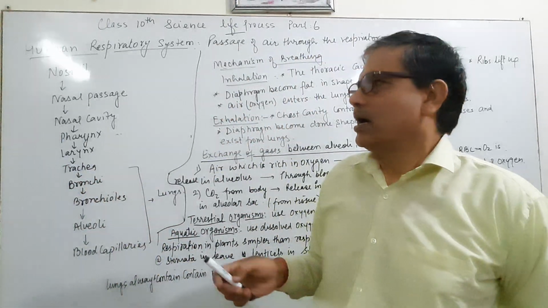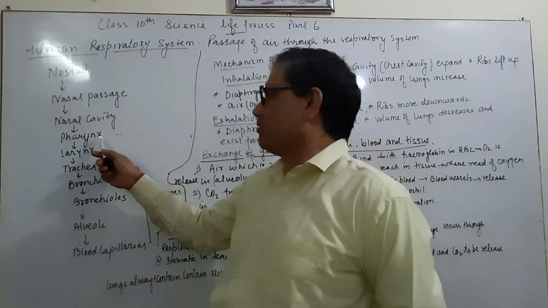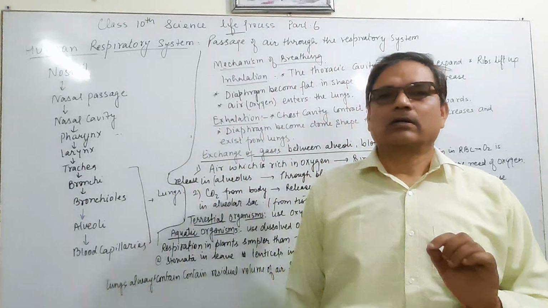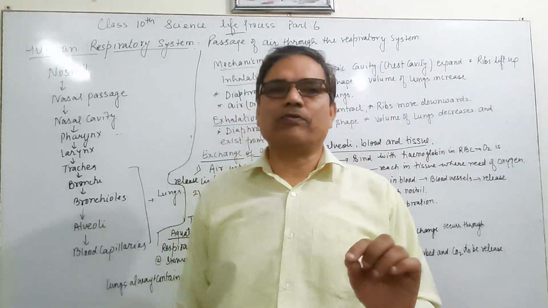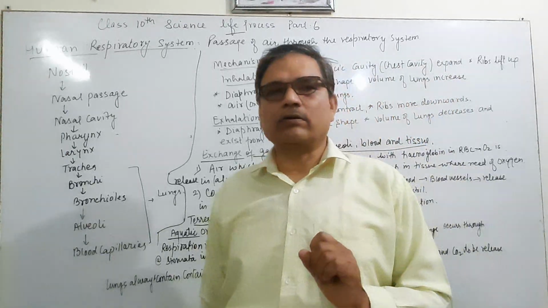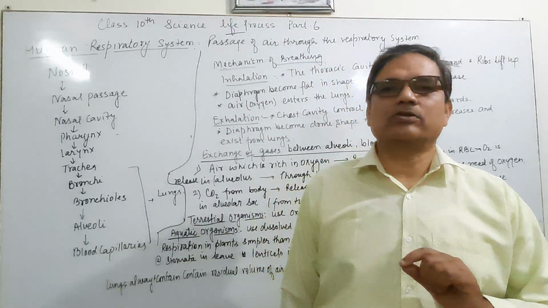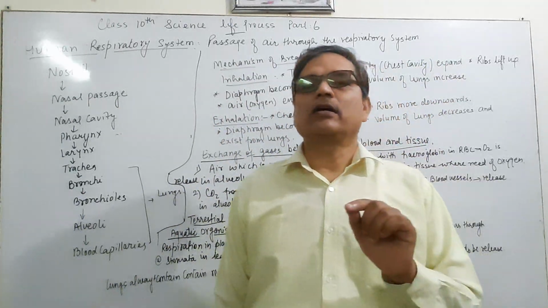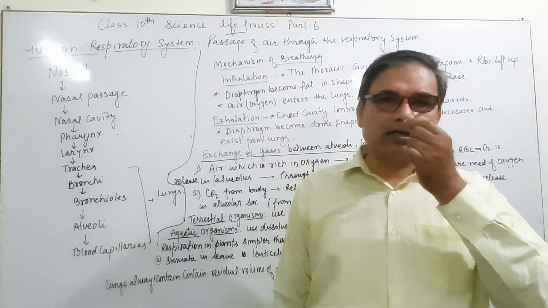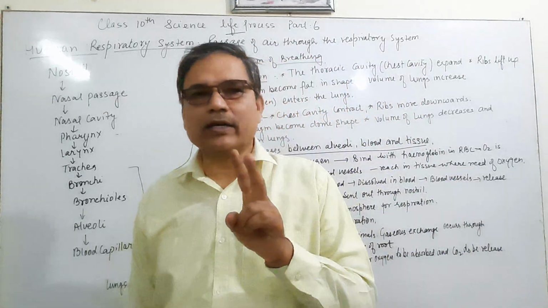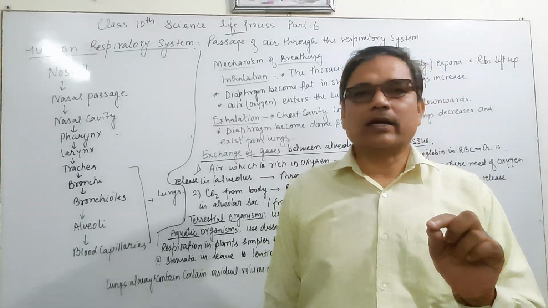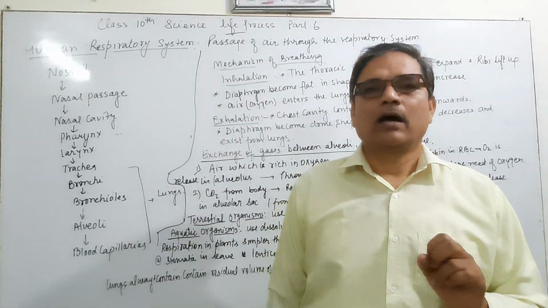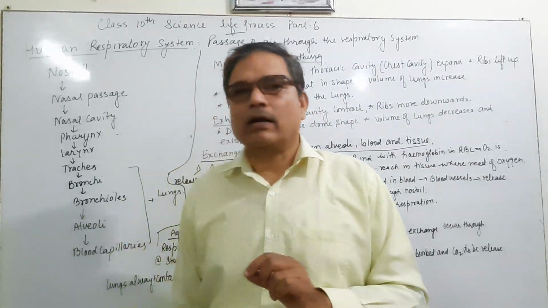The air then passes from the nasal cavity to the pharynx, the part which carries both air and food. It means it is part of the air passage and also part of the digestive tract. The pharynx is connected to the nasal cavity and the mouth, and to the esophagus and the larynx. Then the air is passed from the pharynx to the larynx.